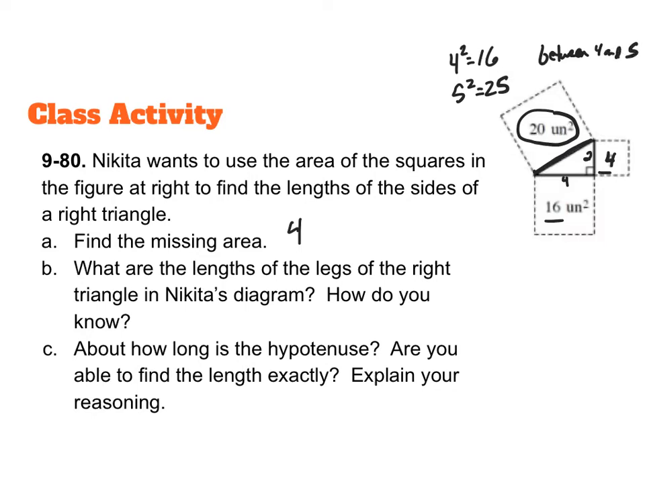And just like on these other ones when we went backwards, the square root of 16 was 4, the square root of 4 was 2 for those side lengths. The square root of 20 would be that exact side length. And we can say that the square root of 20 is between 4 and 5.